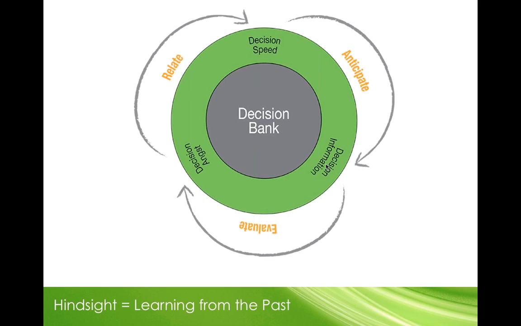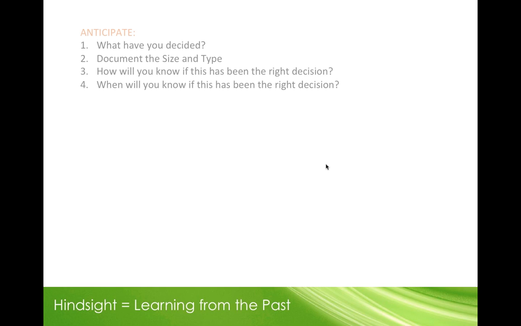So it's easy to talk about this. I think it's probably best if I do a bit of an example. But before we do that, let me just talk to you about some of the things you need to ask in each of these areas. So if you're anticipating, so let's say we've just made a decision to employ a general manager. Okay, so I have decided to employ a general manager for $150,000 by the 1st of January. Okay, you then need to document the size of the decision. Okay, it's a pretty major decision, and the type. That's an employee-related decision.